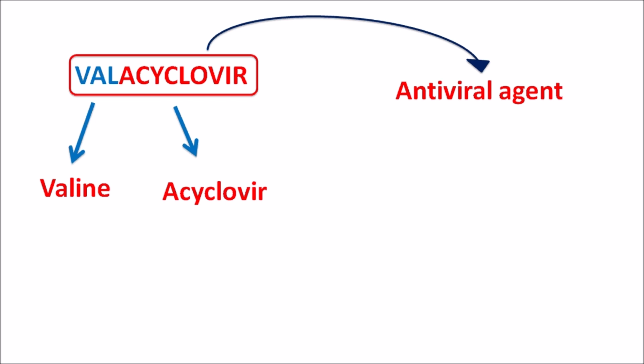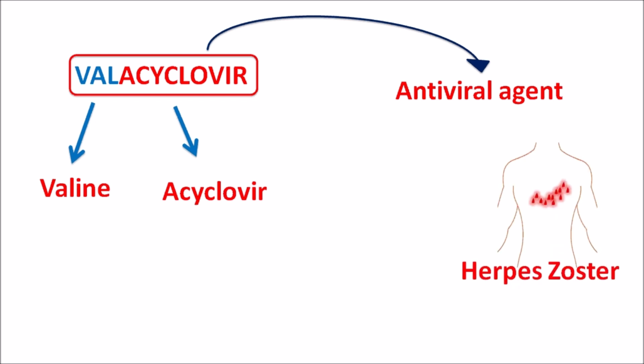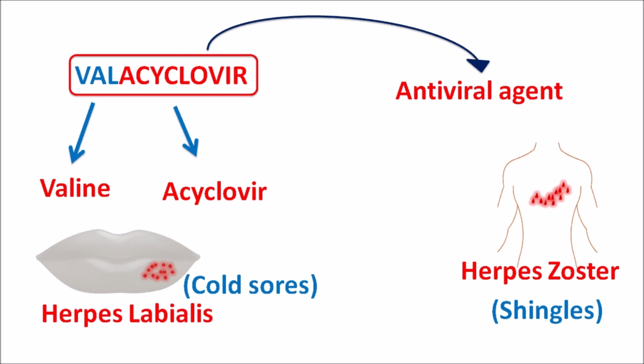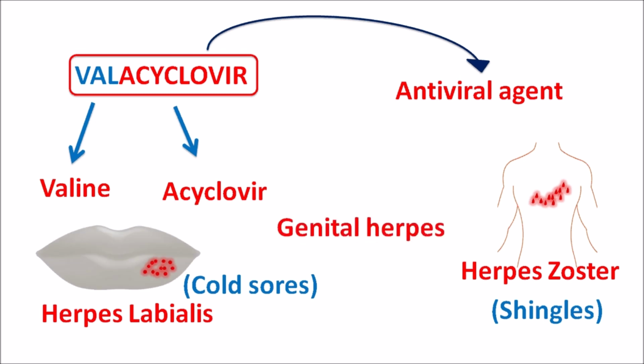This drug is indicated for herpes infections, particularly herpes zoster infection which produces the shingles, and even it can be used for herpes labialis which produces cold sores, even genital herpes infections. For all these conditions Valacyclovir can be used.